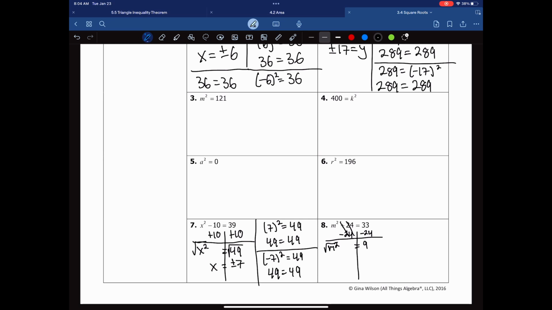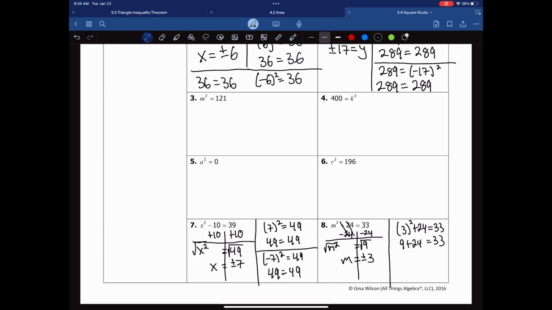And then take your square root. M is plus or minus 3. Remember, when you introduce the square root, you have to add a plus or minus. And then plug it back in. Let's plug it back in to the original equation this time. You got 3 quantity squared plus 24, and you want to see if that's 33. Okay, well, I know 3 squared is 9, and then everything else stays the same.